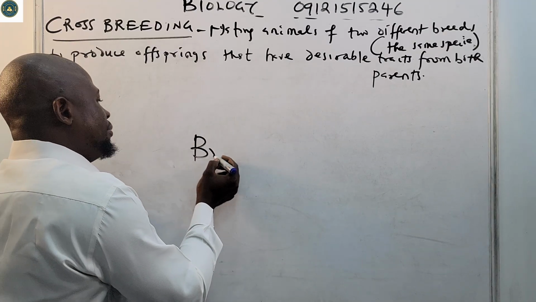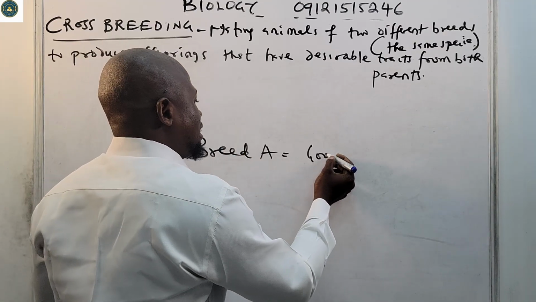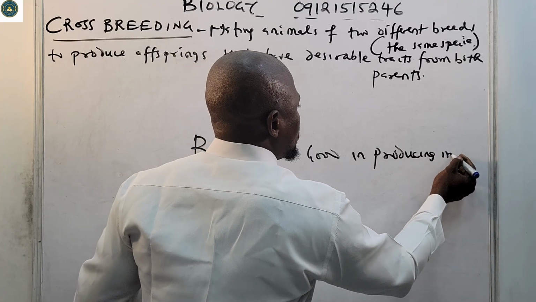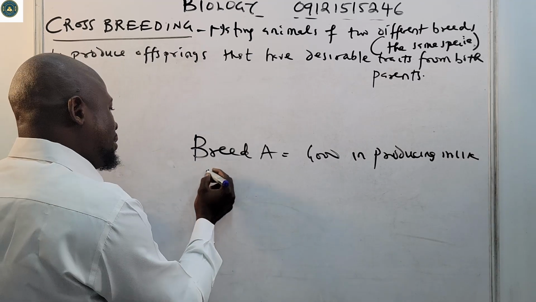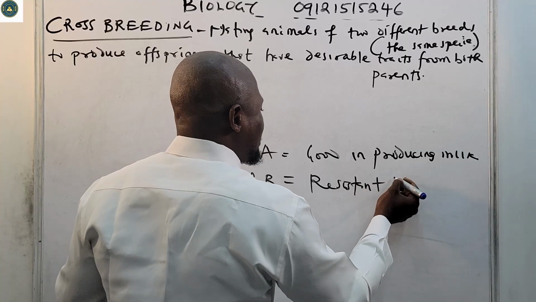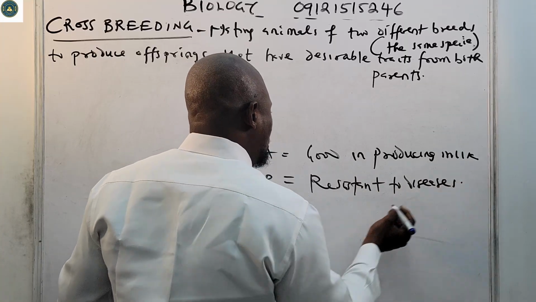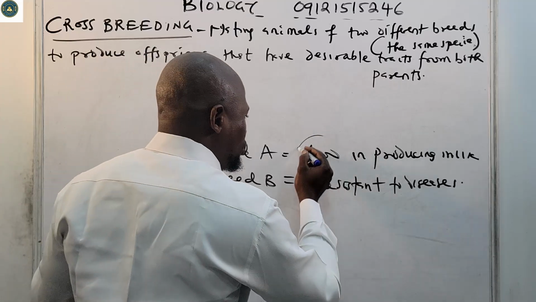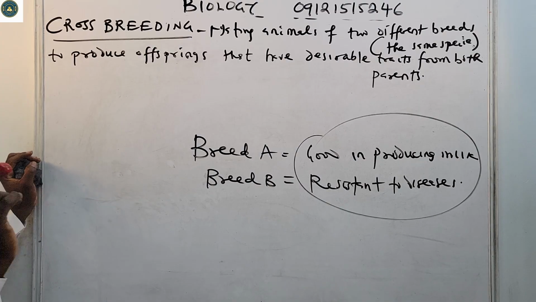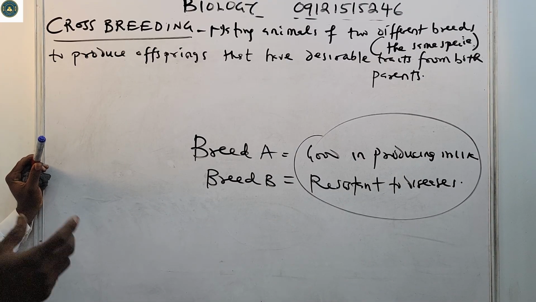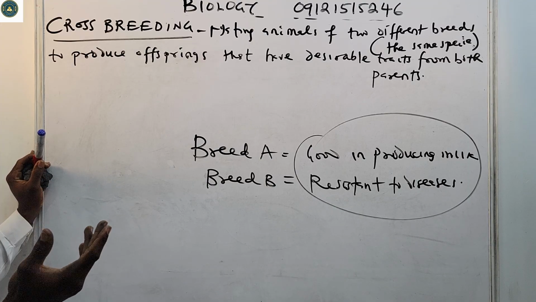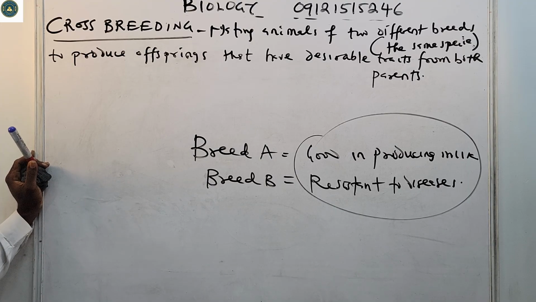For example, you can have a breed A, let's say a cow, that is good in producing milk. We can have another breed B that is very resistant to diseases. So we now have a new breed that is good in producing milk and also resistant to diseases. This is why crossbreeding is used very effectively in animal husbandry, to have better yield and to produce animals that are resistant to diseases.